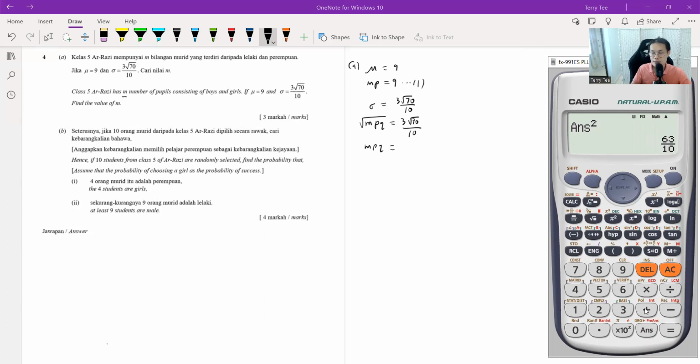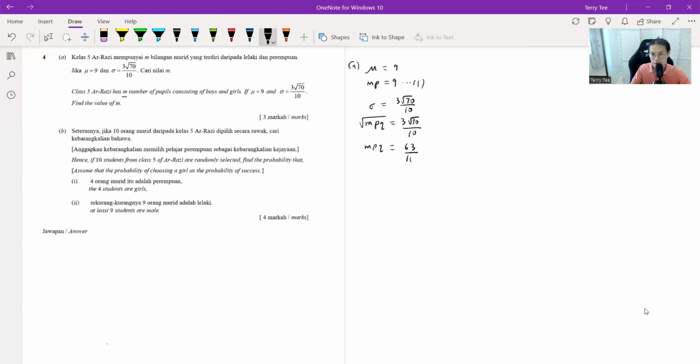My answer is 63 over 10, right? 63 over 10. If you want to do mentally, also can. 3 squared is 9. Square root 70 squared is 70. 10 squared is 100. You cancel the 0, 63 over 10.